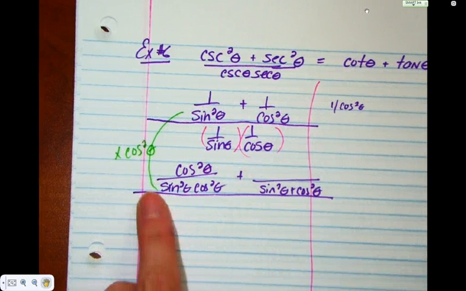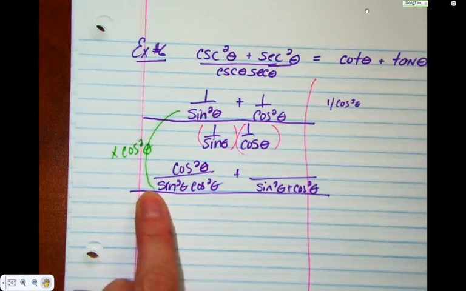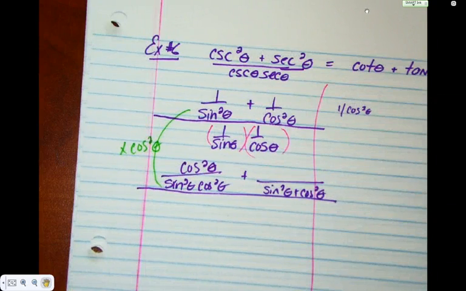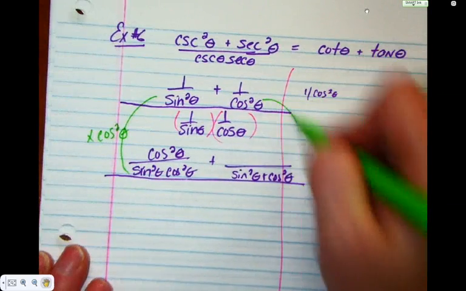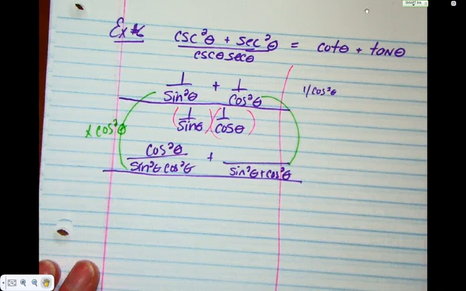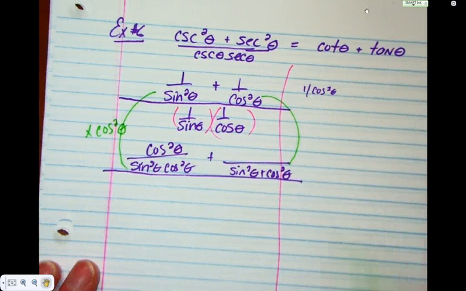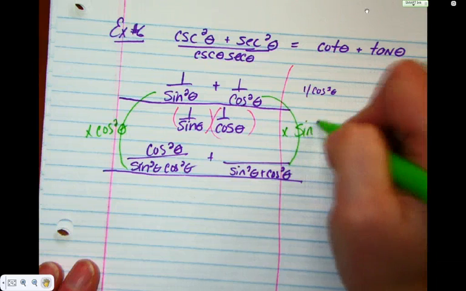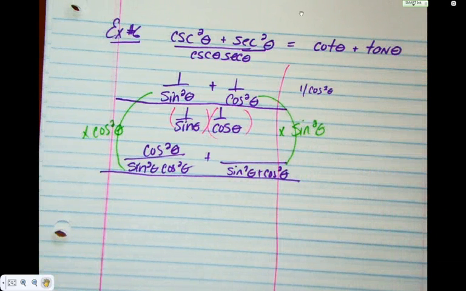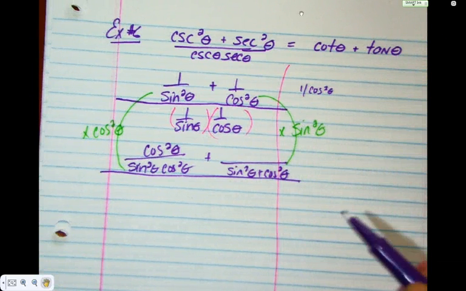Okay, so what I put in green here, you don't need to write. I'm just showing for the visual people what we're doing. Same thing with the second fraction. We say, okay, what did I do to cos squared to get a sine squared cos squared? I multiplied by sine squared. So 1 times sine squared, sine squared.